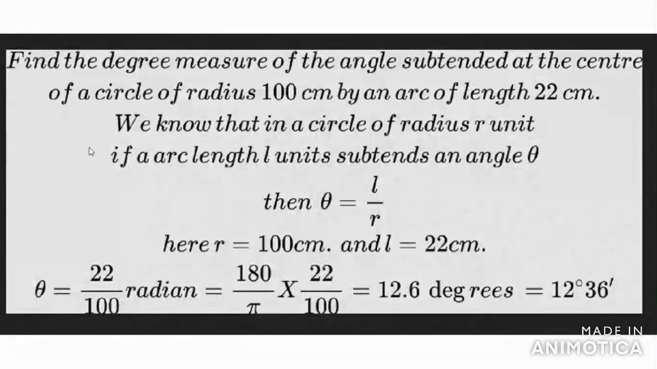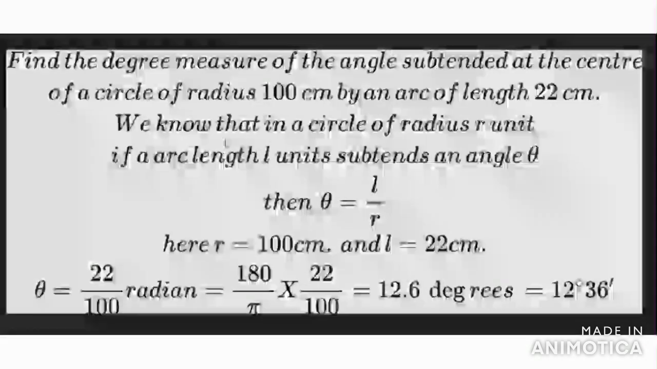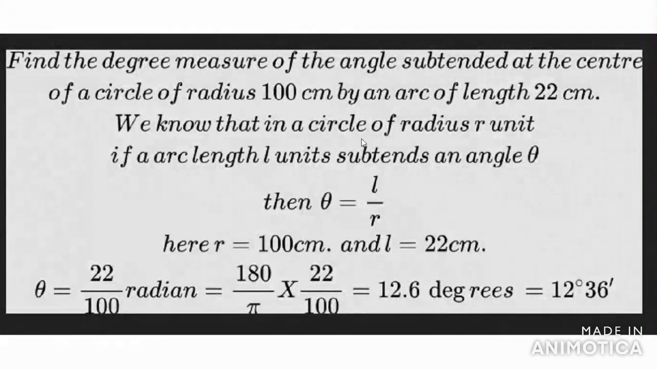Now you see this question. This is a problem on the arc length. Find the degree measure of the angle subtended at the center of a circle of radius 100 centimeter by an arc of length 22 centimeter. Here you have the standard formula, that is, the circle is having a radius of r unit and arc length is L and angle subtended at the center is theta, then theta is equal to L by R.